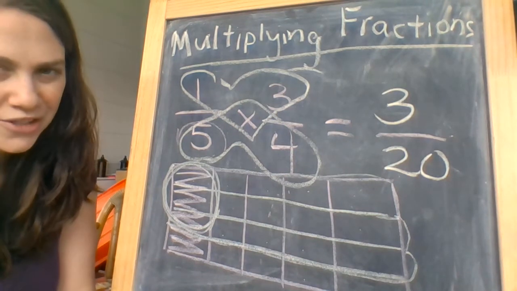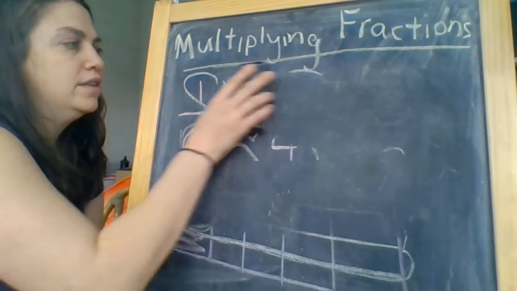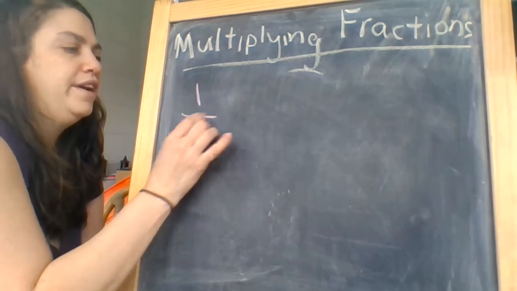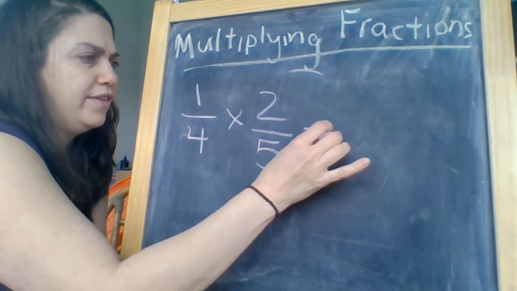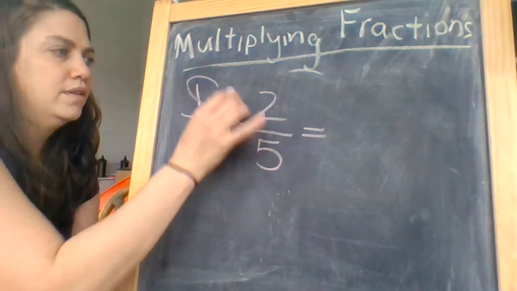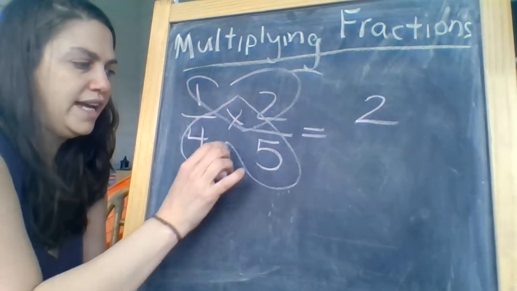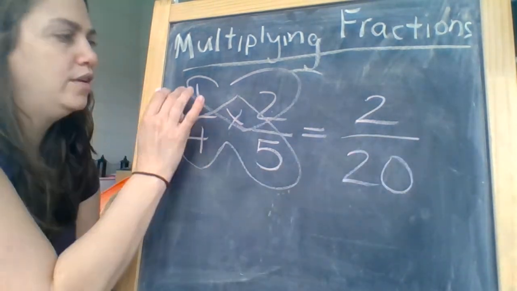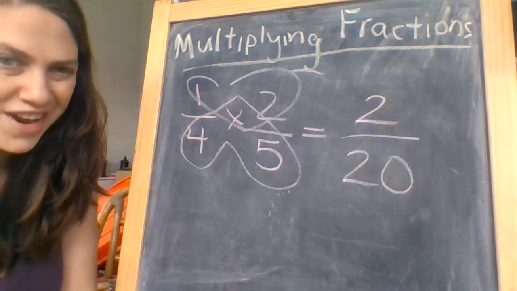Ready to try it without this picture? The picture might be a little confusing. So let's take that picture right out. And let's multiply these. 1/4 times 2/5. Okay, no picture. 1 times 2 is 2. 4 times 5 equals 20. 1/4 times 2/5 equals 2/20. Let's try another one.